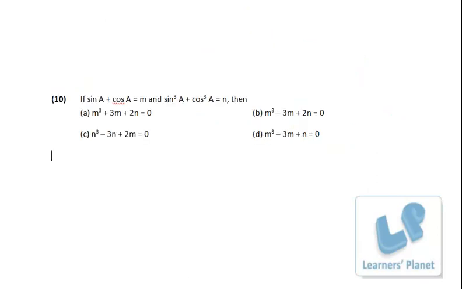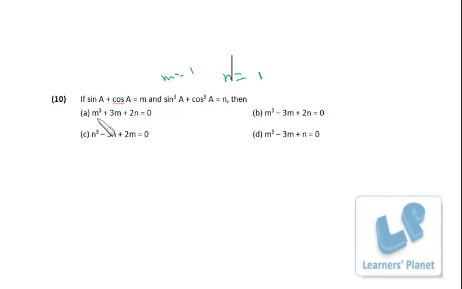Now this question: if sin a plus cos a is m and sin cube a plus cos cube a is n, then which of the following is true? We have to find the relationship between m and n. Once again you have options, just put in the value of a, any comfortable value. Maybe if you take a as 0, then m will be equal to 1 and n will also be equal to 1, right? Because cos cube 0 will be 1 only, and sin 0 will be 0.